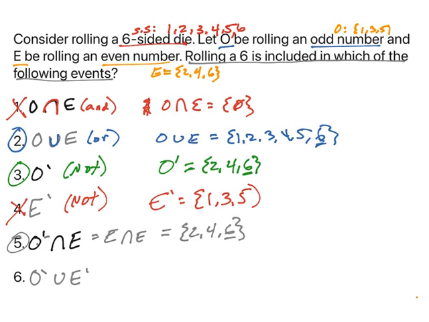Now, look at the last one. O prime or E prime. Well, we know that if you are not odd, you're even. And if you're not even, you're odd. Well, even or odd, yeah, that's all of them. That's basically number 2. So this would be true for 2, 3, 5, and 6. Hope that helps.